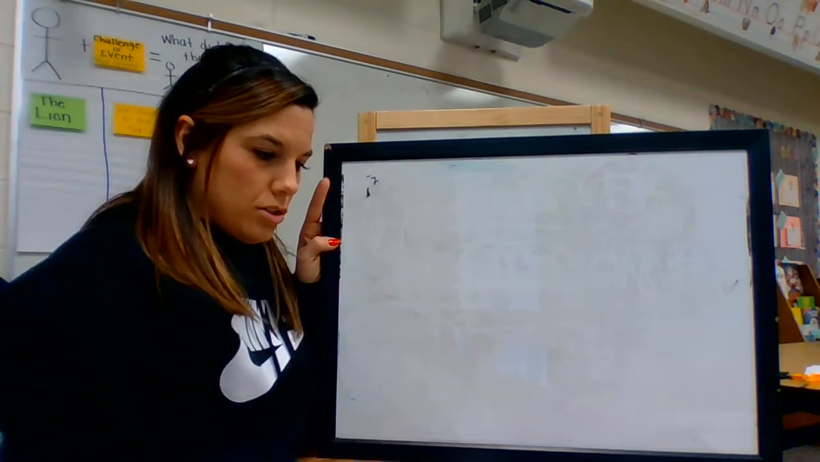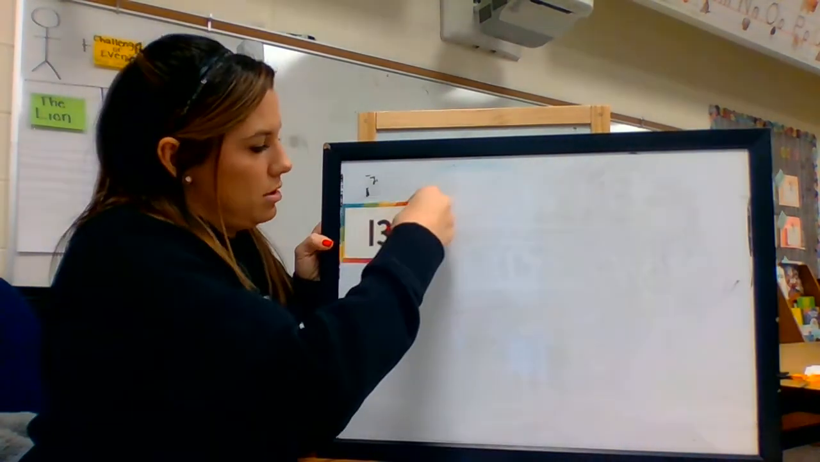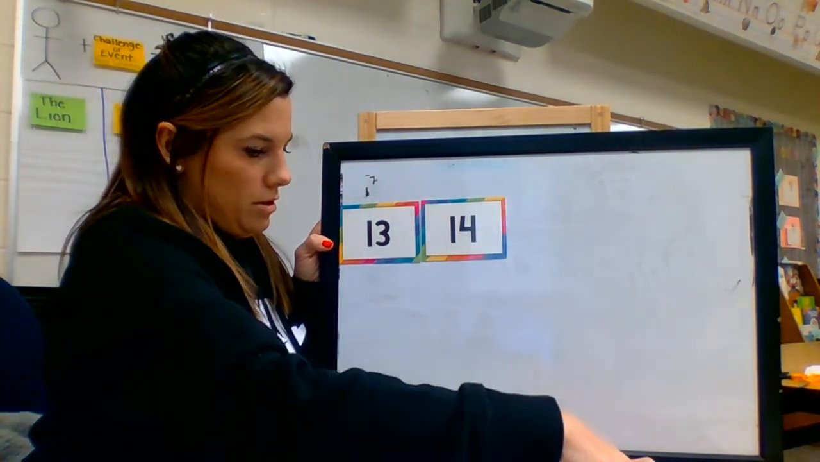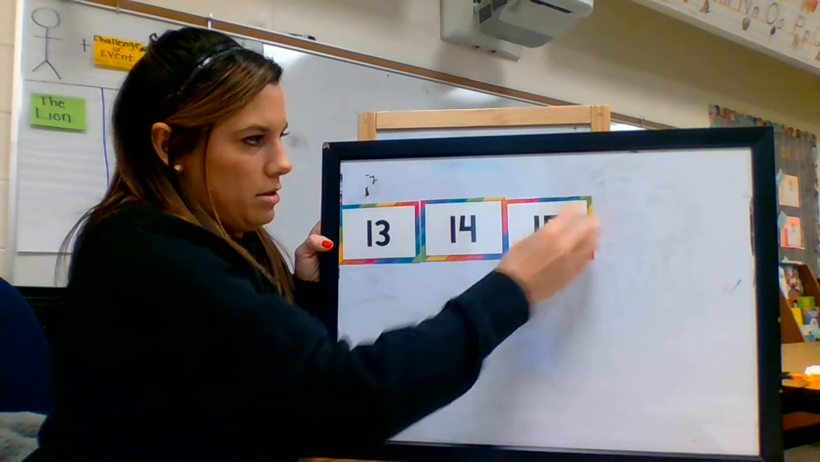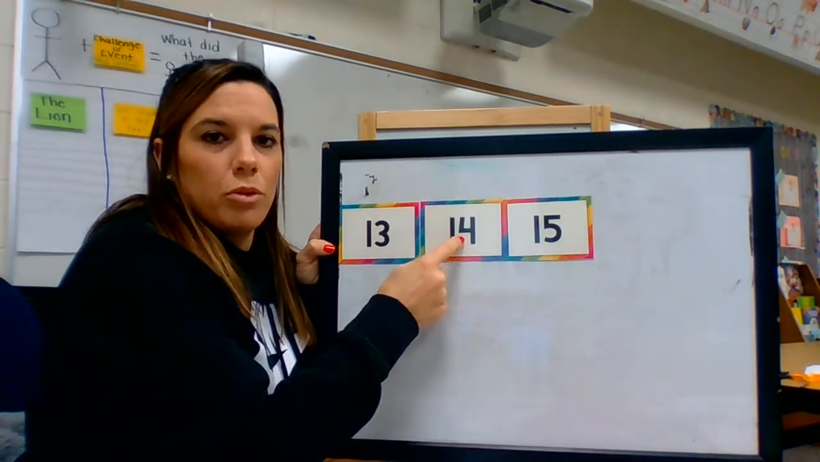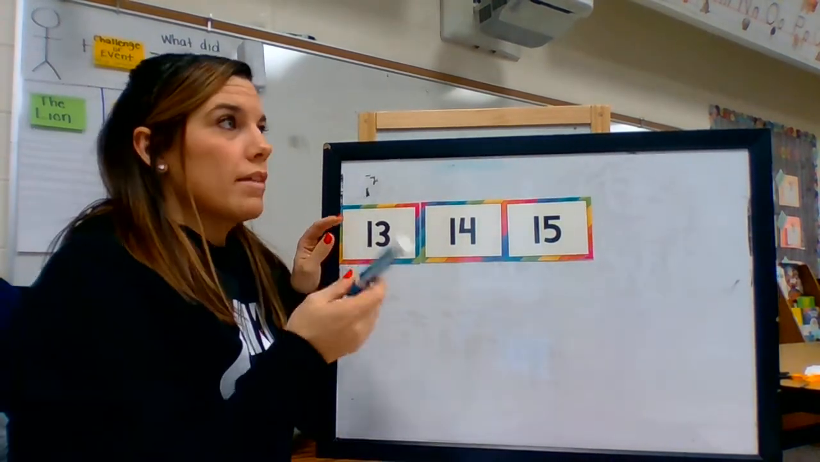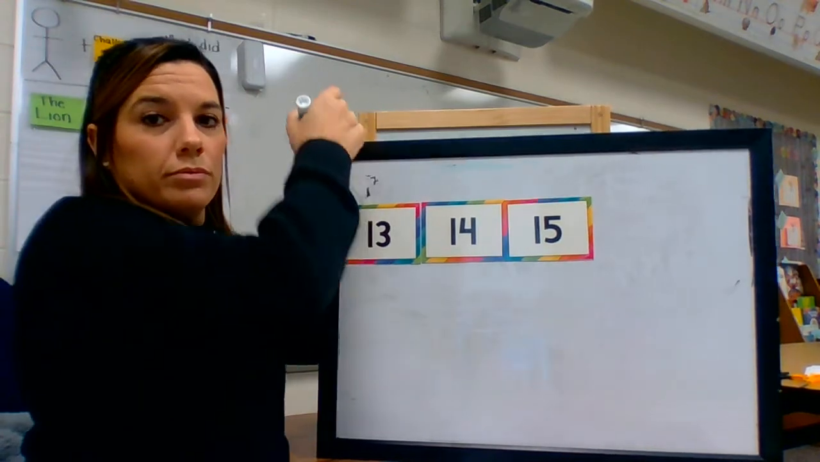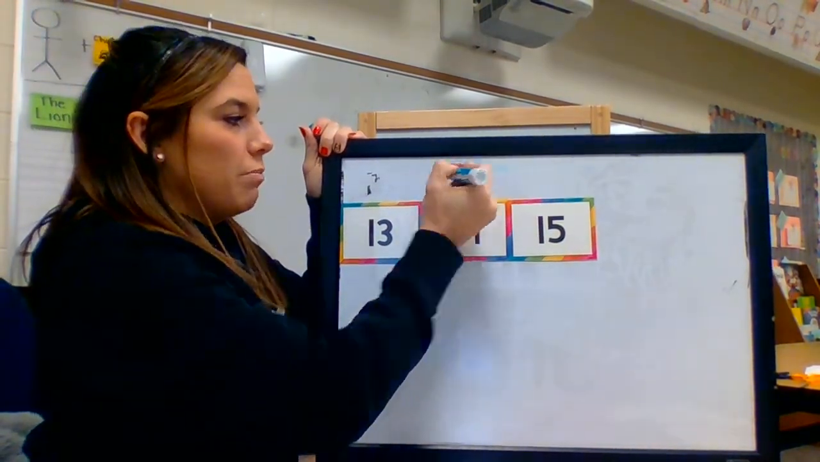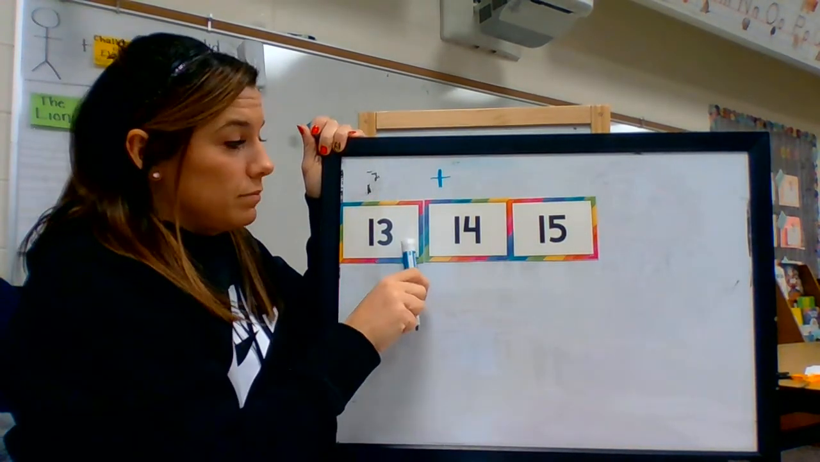Let's try another one. Okay, so let's read our three numbers. Ready? 13, 14, 15. Are my numbers getting bigger or are they getting smaller? They're getting bigger. So right away I know that my number pattern is getting bigger. The numbers are getting bigger. Are they getting bigger by how many?